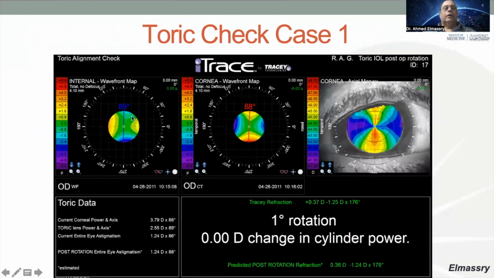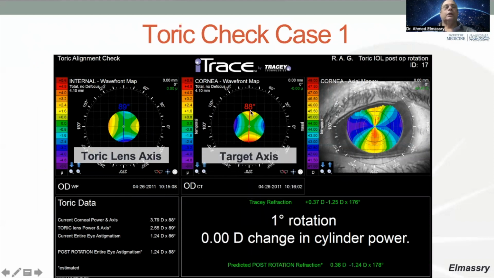To be practical, this is the planned toric IOL that should be on 89 degrees, and this is the actual target axis that it was put on, 88 degrees. So there is a difference of 1 degree rotation, and the current corneal power astigmatism is measured, and the toric lens power is measured, and this 1 degree of rotation will not change the cylinder, as the trace refraction now is very similar or near to the predicted post-operative refraction. So there is no need to rotate this IOL, and this IOL is well aligned and the patient is happy.